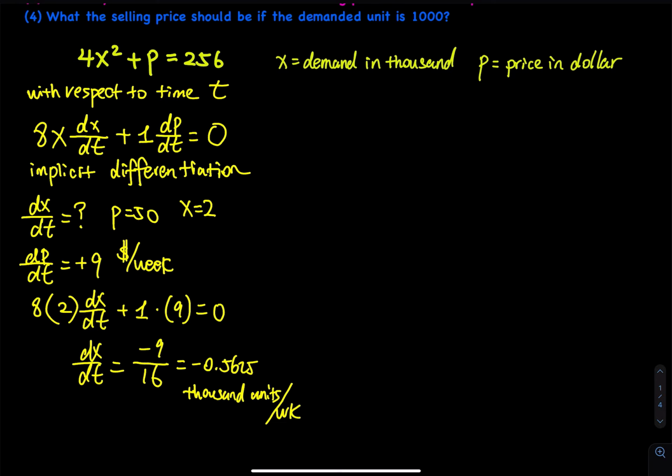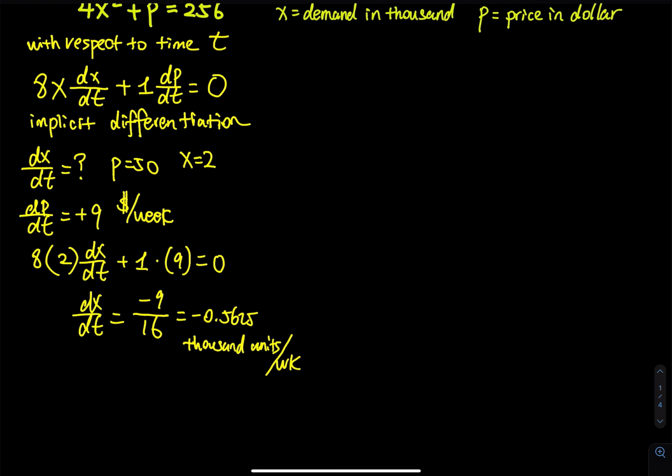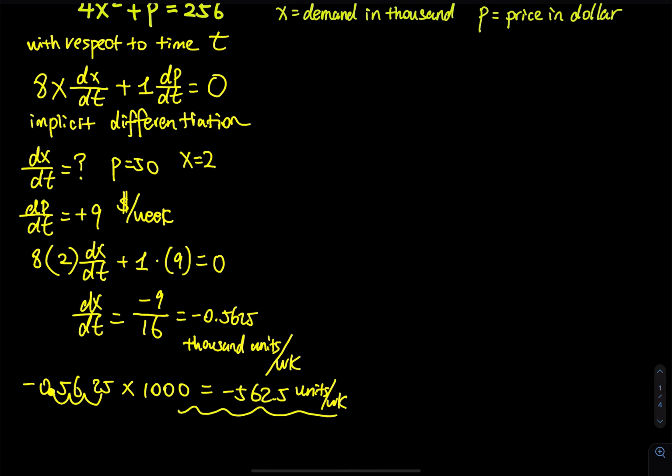And then since this is in 1,000, how many units exactly? Negative 0.5625 thousand, that sounds weird. Can you put this back to not 1,000? To get rid of the 1,000, all you have to do is multiply negative 0.5625 by 1,000. That means you move the decimal point 3 steps to the right. So 1, 2, 3. So that is equal to negative 562.5 units per week.